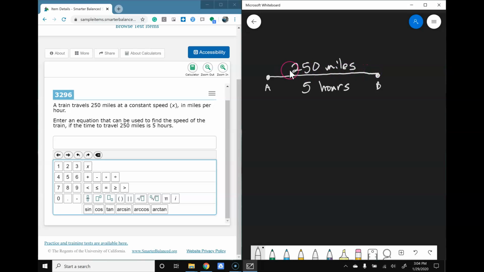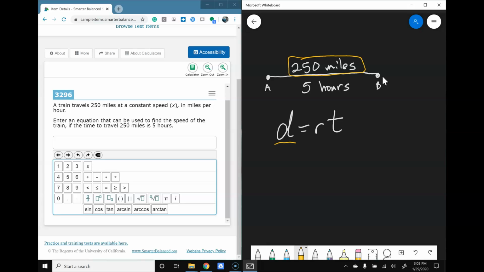Now we know that the train doesn't just go one speed the whole time. It speeds up and gets its traveling speed, and once it gets to its destination, it probably starts to slow down because it probably wants to stop and unload whatever's on the train. However, we would kind of say that it had an average or a constant speed from one location to the next. Now, the formula that we have is distance is equal to rate times time.